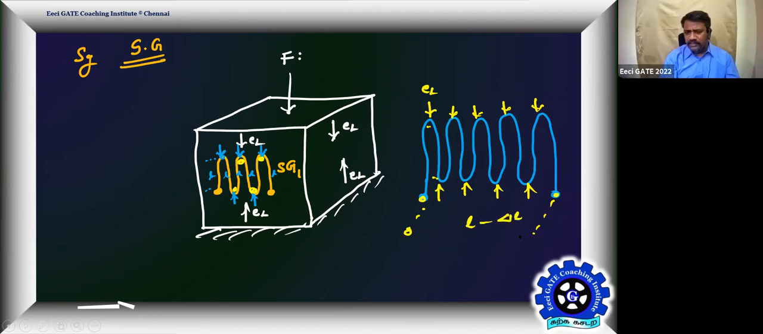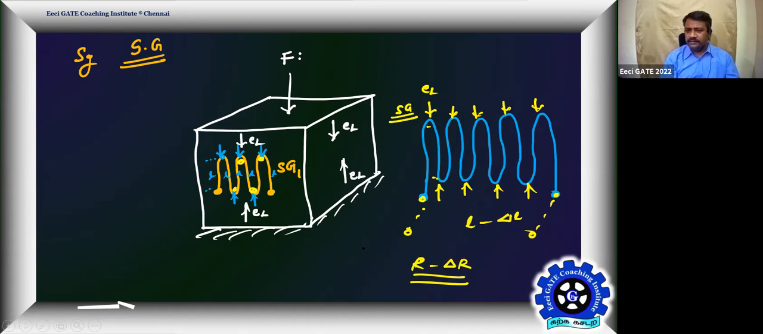I'm talking about the length of the metal wire, not the block. That is the strain gauge, this is my strain gauge. What will happen to the resistance? R will become R minus delta R. Agree? All of you getting it?